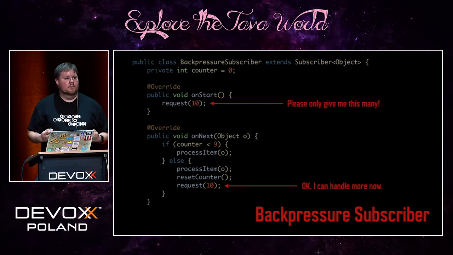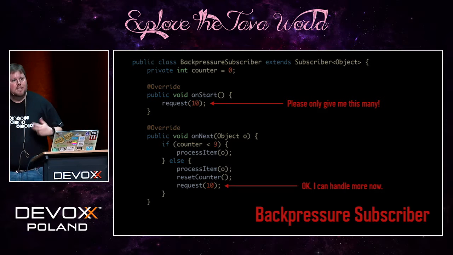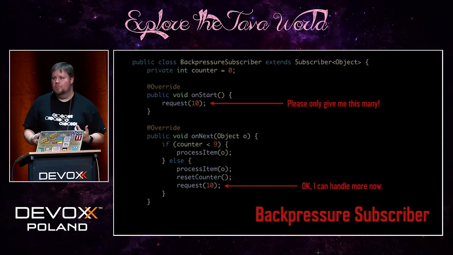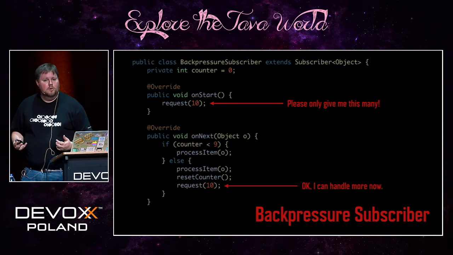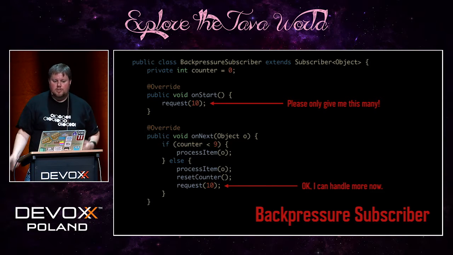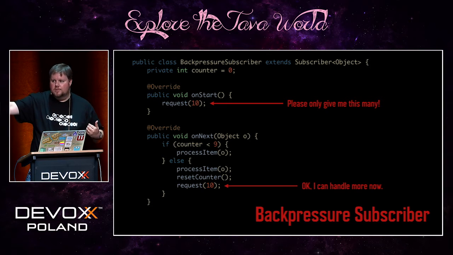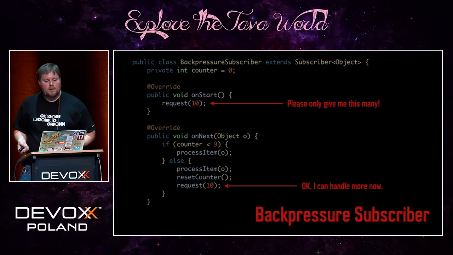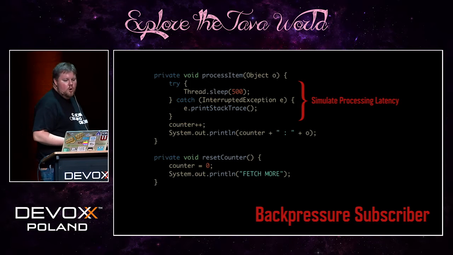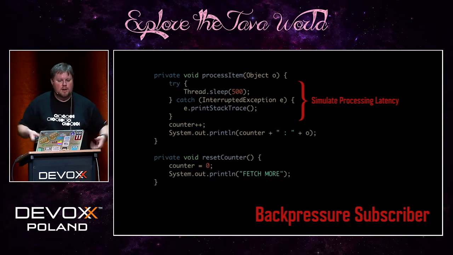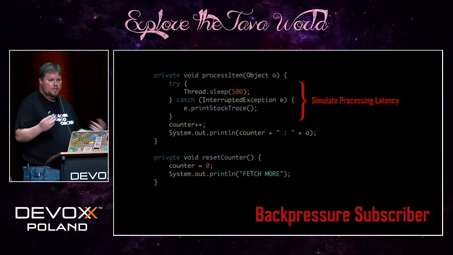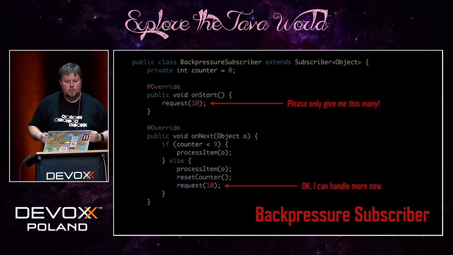So my onNext method now has additional responsibility. First of all, its job is to process the things that are coming in, but then it also needs to keep up with exactly how many I've processed so that I can know when I need to request more. So here we have a pretty naive counter implementation that's going to say, hey, if I've processed fewer than 9 things, we'll just process the next thing that came in. Otherwise, go ahead and process the item, reset the counter, and request 10 more. And if you look at the implementations of processItem and request, they're actually quite simple. We're simulating some latency, incrementing the counter, printing things out. When we reset, we set the counter to 0 and say that we're fetching more. So that's what's going on when you look at this right here.